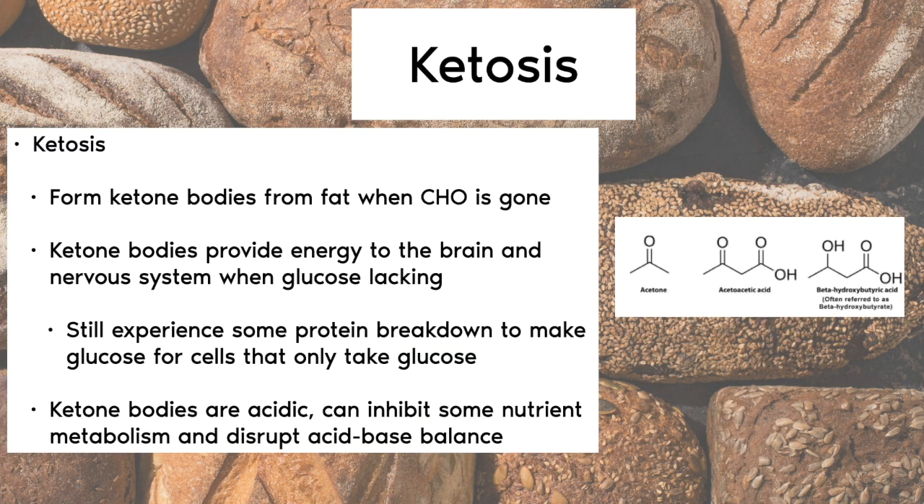In ketosis, we form what are called ketone bodies, and we only do this from fat when carbohydrate is gone. And you can see on the right side of the screen the structures of some ketone bodies like acetone. These compounds, these ketone bodies, will provide energy to the brain and the nervous system when we don't have glucose. But we still are going to experience some protein breakdown when we're using ketone bodies, because certain cells in the brain will only take glucose.